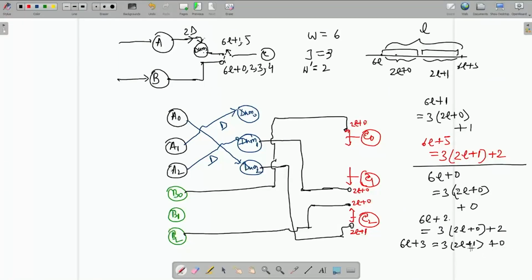Okay. So, at 12 plus 1, B0 goes to C0. So, B0 goes to C0 at 12 plus 1. Okay. And last one is 6L plus 4. Take 3 out. So, 2L plus 1 plus 1. So, at 12 plus 1, B1 will go to C1. So, B1 will go to C1.